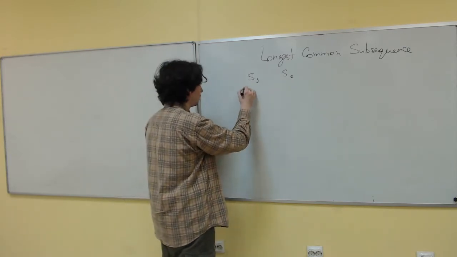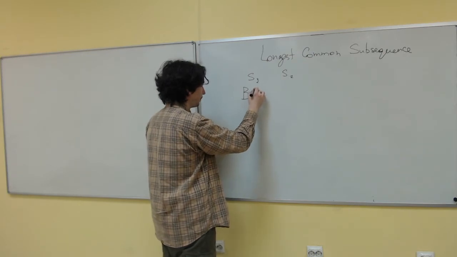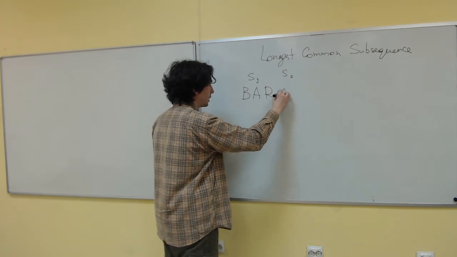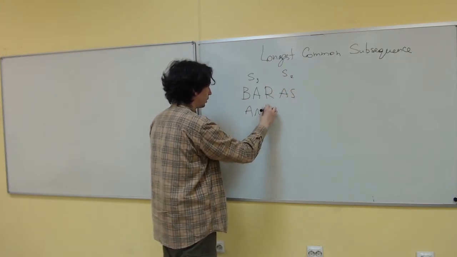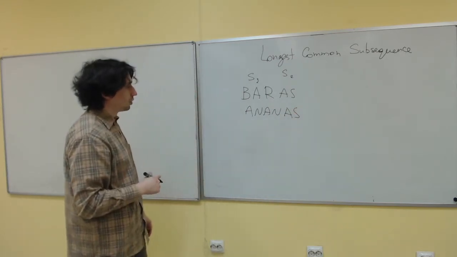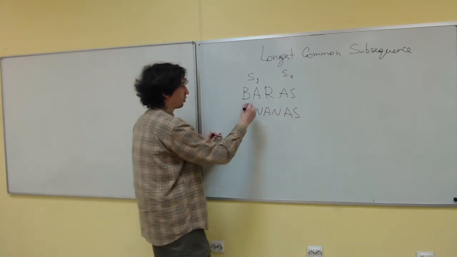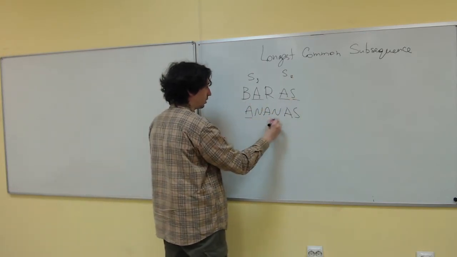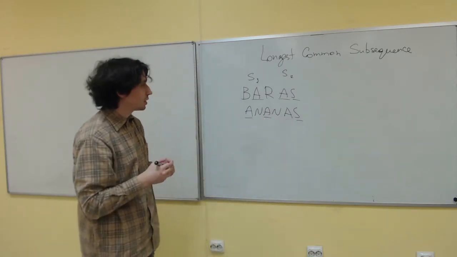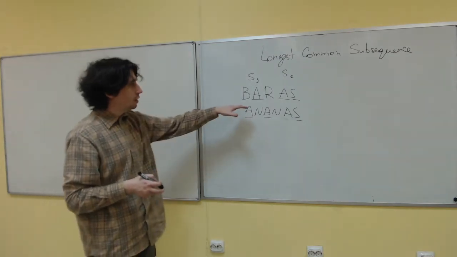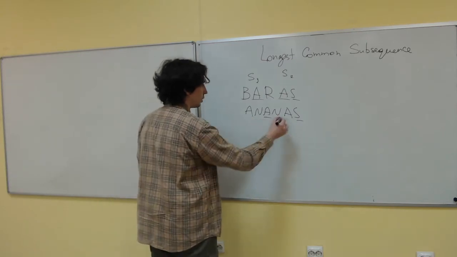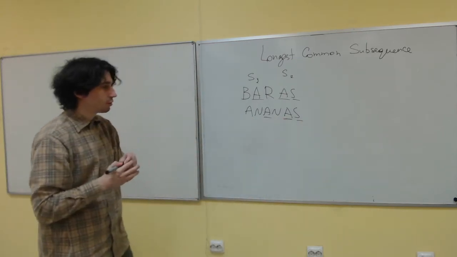So for example, Baras and Ananas. So the longest common subsequence is 3. So this AS, for example, like that, or it can be like that. We don't care, this is a subsequence, so we don't really care about whether there are consecutive symbols or not. Also we can do like that, for example. This will be the longest subsequence of these two strings.